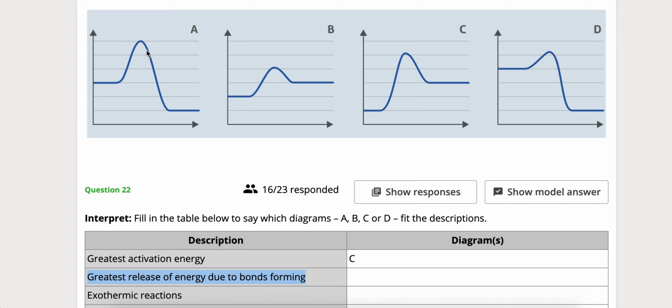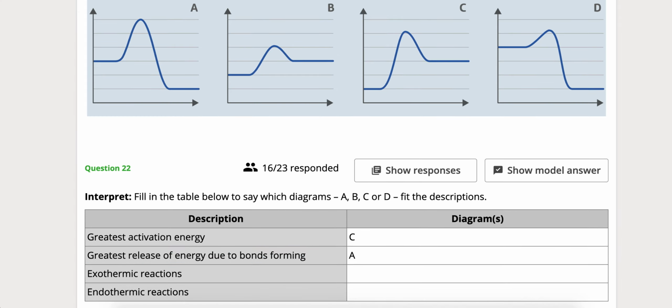So this one here has 1, 2, 3, 4, 5 lots of energy. This one starts from the peak, goes down here, that's 1. C, you're starting up here, you go down here, that's 2 lots of energy. And D, we start up here, we end down here, that's 1, 2, 3, 4. So there's 5, 1, 2, and 4. So your answer here would be A.